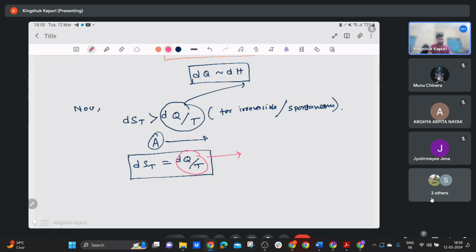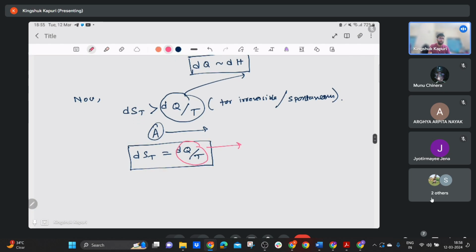Okay, so can you give a very basic example, anyone? What will be a reversible example? What will be the example? A very basic one.